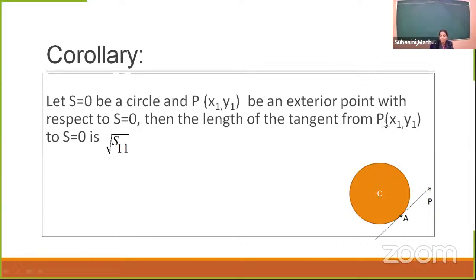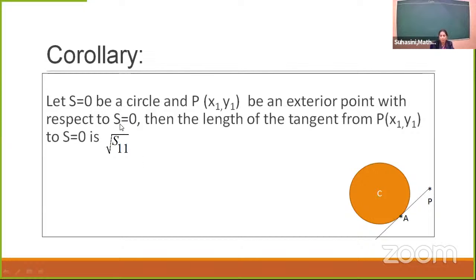From here, there is an important corollary. To discuss this corollary, we have discussed the theorem, children. See the corollary. Let S = 0 be the same circle, and P(x1, y1) be an exterior point with respect to the circle S = 0. Then the length of the tangent, this is the important concept that we need to deduce from the previous theorem that we discussed so far. Then the length of the tangent from P(x1, y1) to S = 0 is root S11.